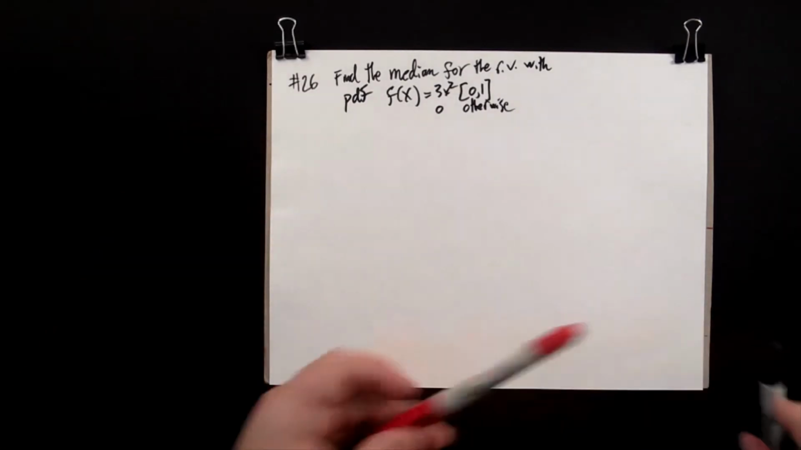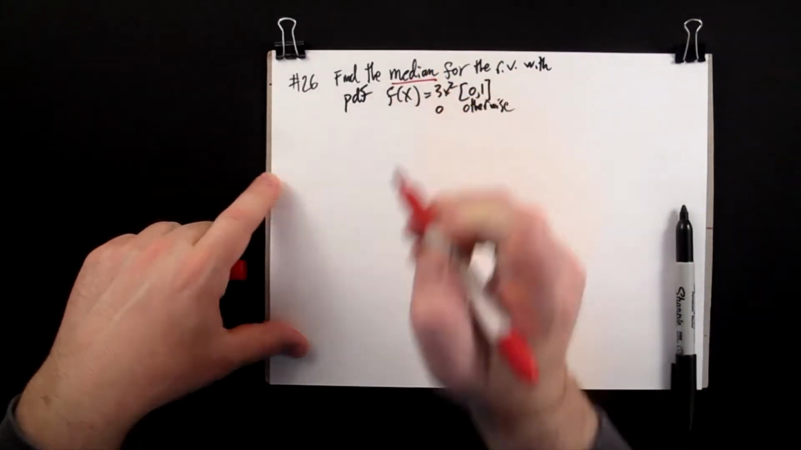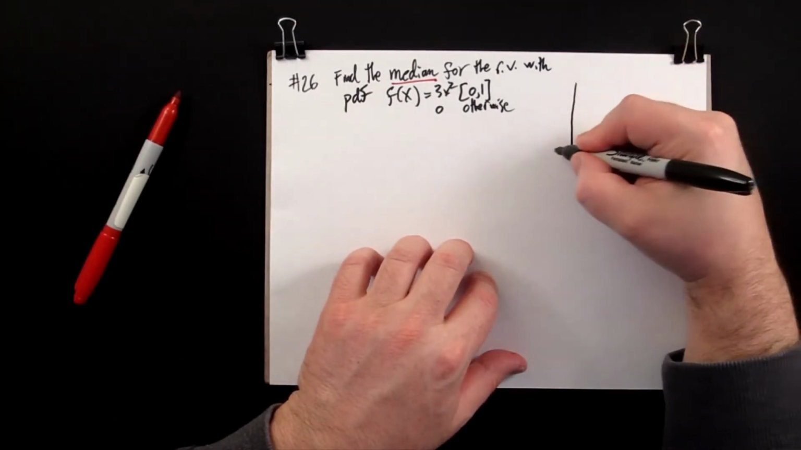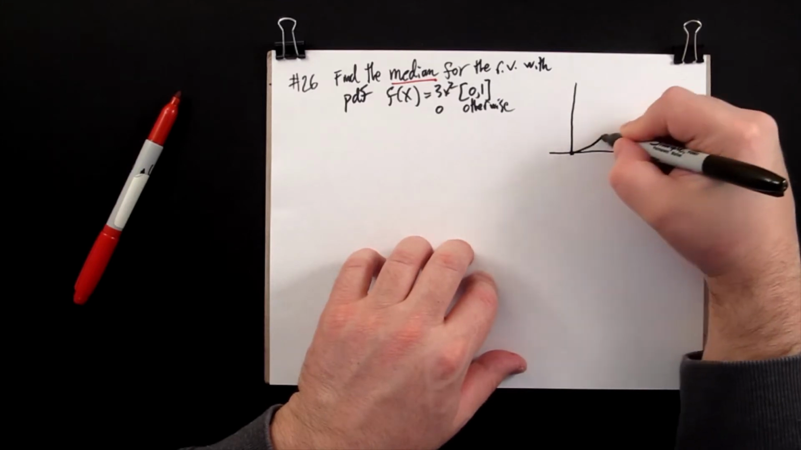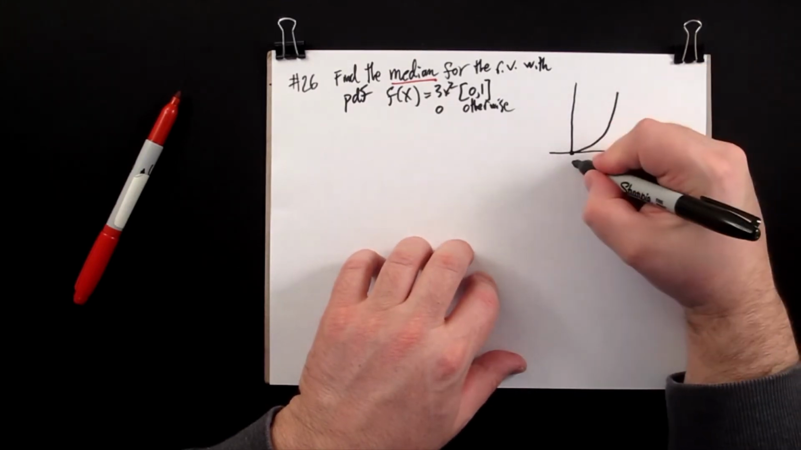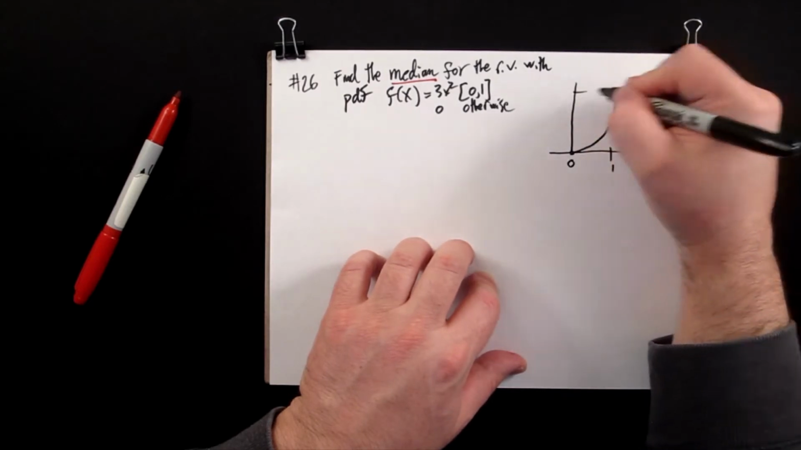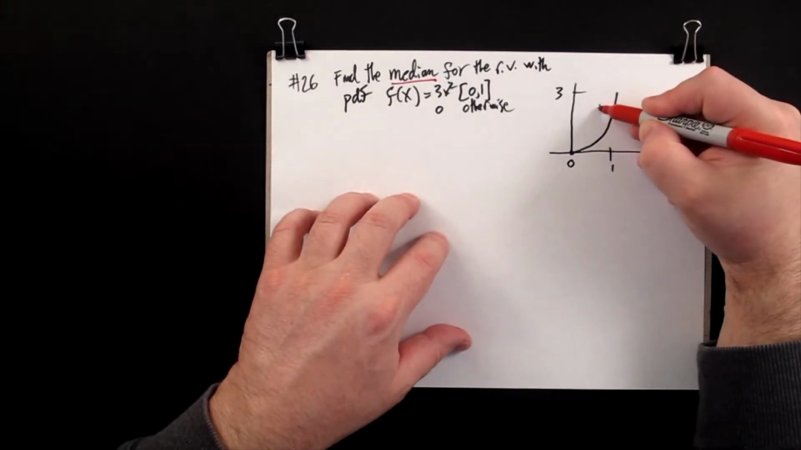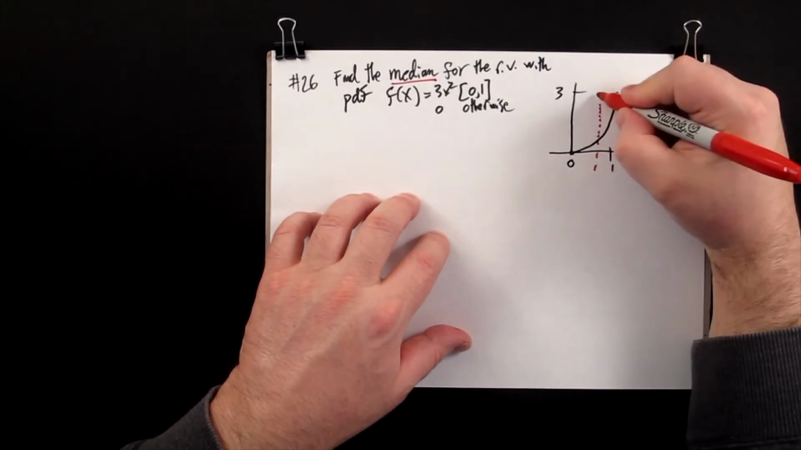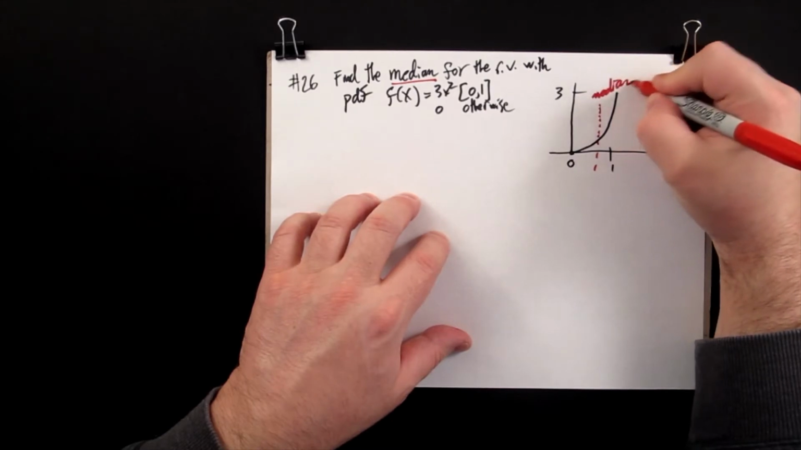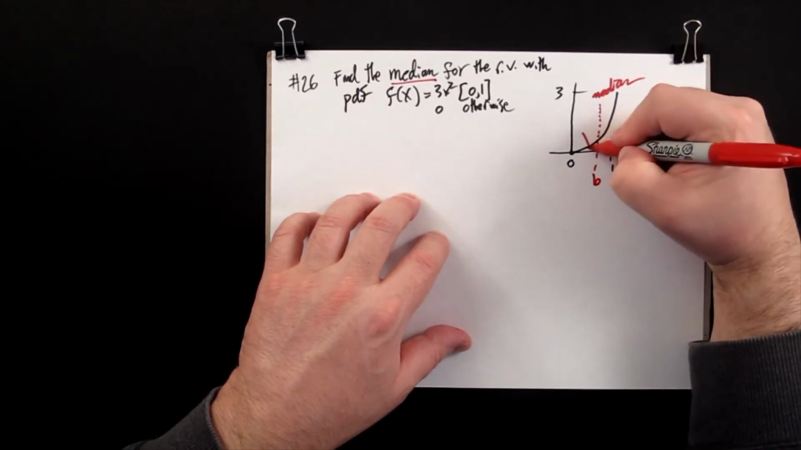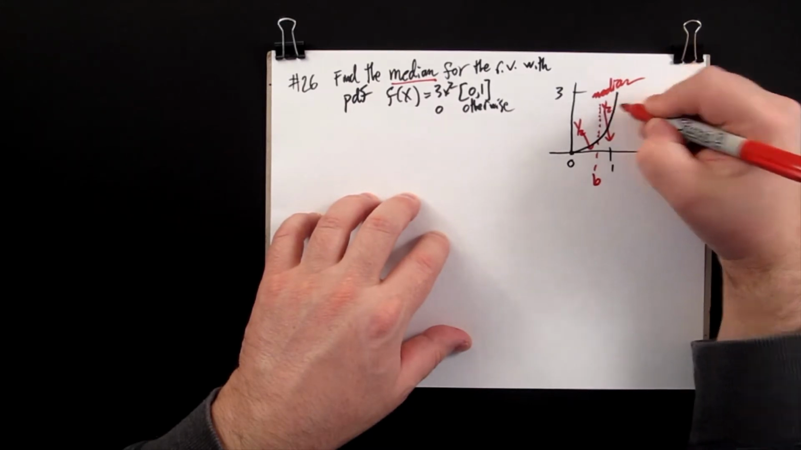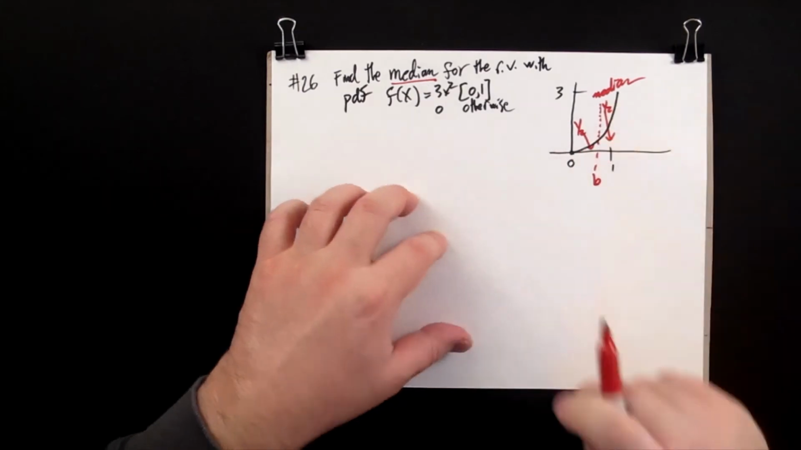Okay, so the question is asking, what is the median? So our curve looks like the following. It's a parabola, 0 to 1, and this value here is 3. The median is the boundary value that splits the area under the curve into halves. So you have a half here and a half here.